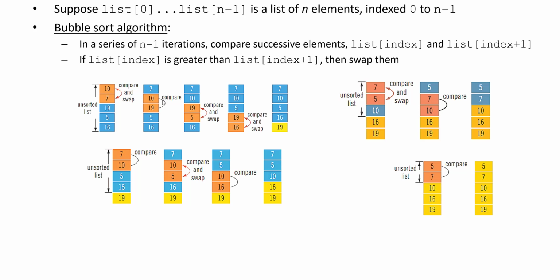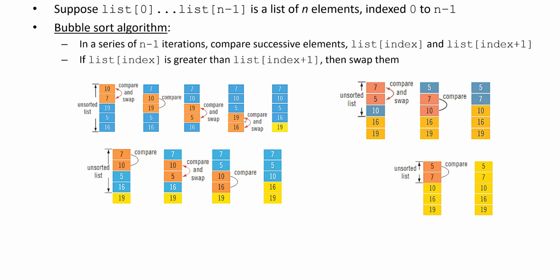On the next iteration, we compare the next two items, which are 10 and 19. In this case, 10 is less than 19, so we keep them the way they are. No swap is needed. If we move forward and compare the next two elements, now we have 19 and 5. We notice that 5 is less than 19, therefore we need to do a swap. So the new order is going to be 5, 19.